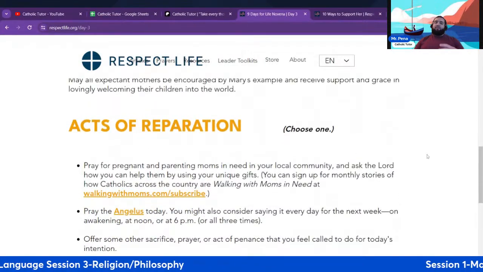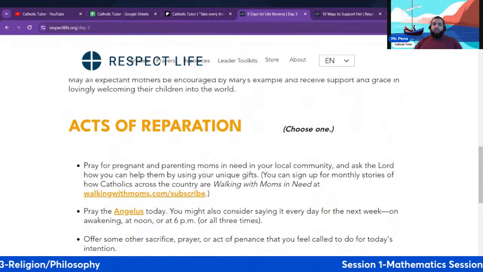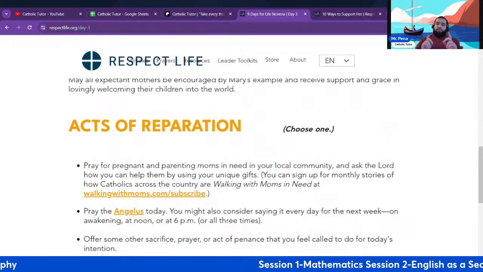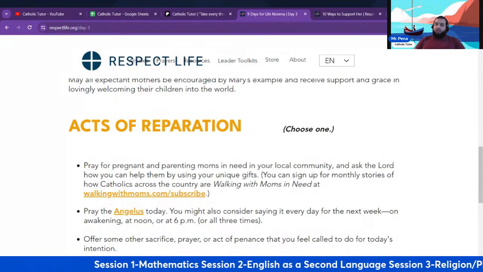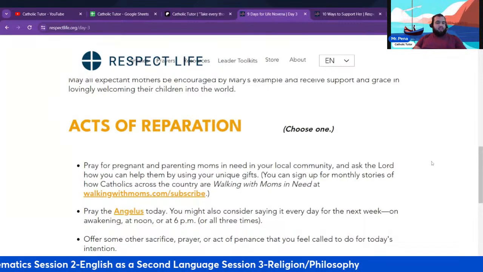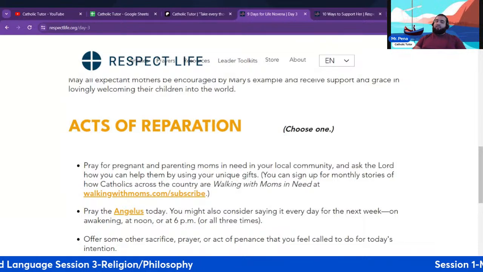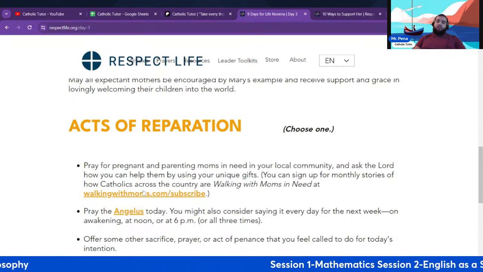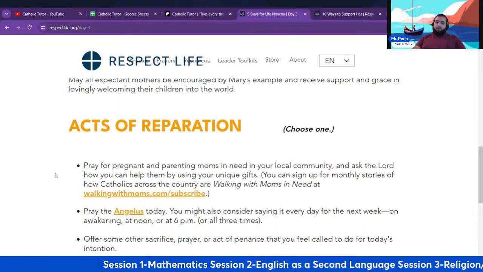So we have acts of reparation for day 3. It says, pray for pregnant and parenting moms in need in your local community and ask the Lord how you can help them by using your unique gifts. You can sign up for monthly stories of how Catholics across the country are walking with moms in need at walkingwithmoms.com. Pray the Angelus today.